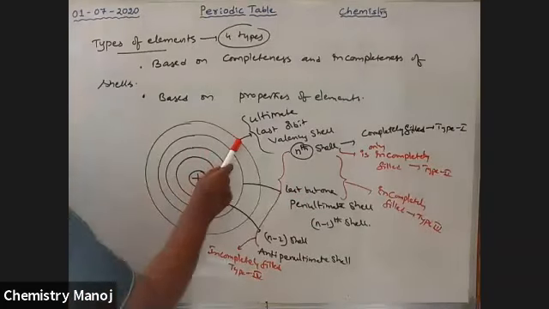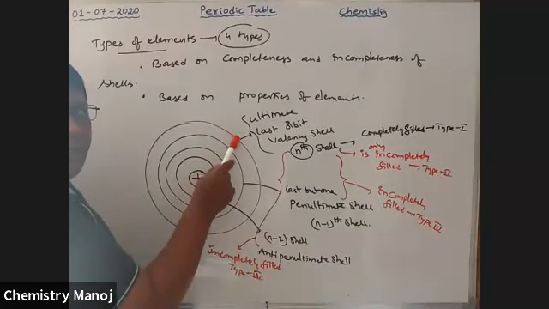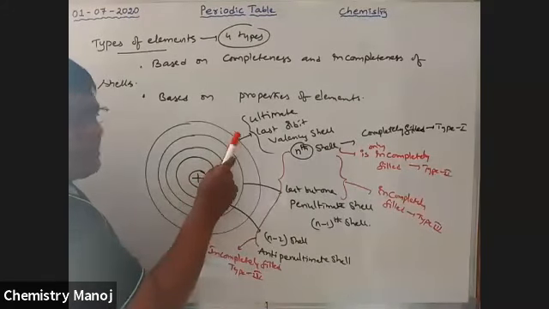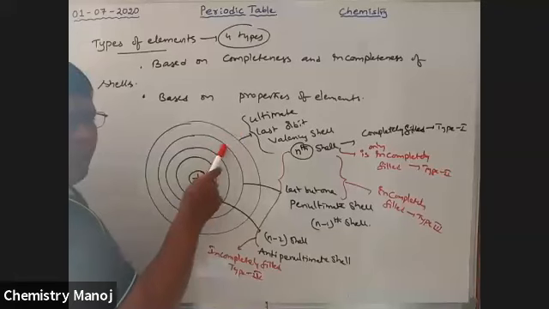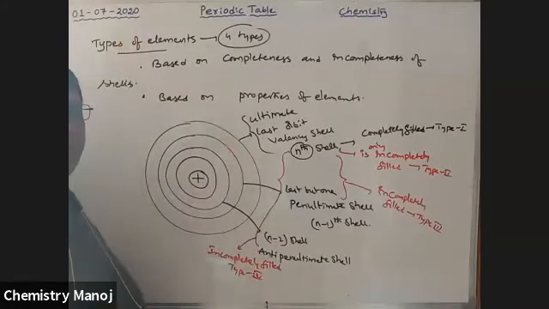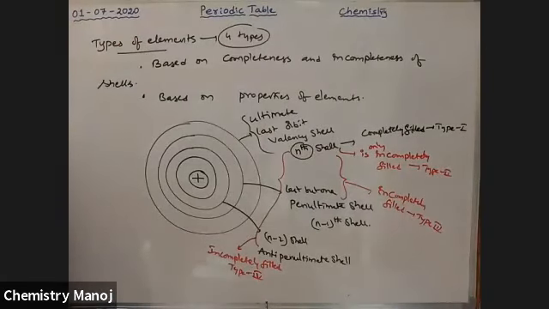That means last shell is completely filled, inert gases. Last shell is only incompletely filled, representative element. Last 2 shells are incompletely filled, transition element. Last 3 shells are incompletely filled, inner transition element. Depending on the completeness and incompleteness of the shells, all the available elements are broadly divided into 4 types.